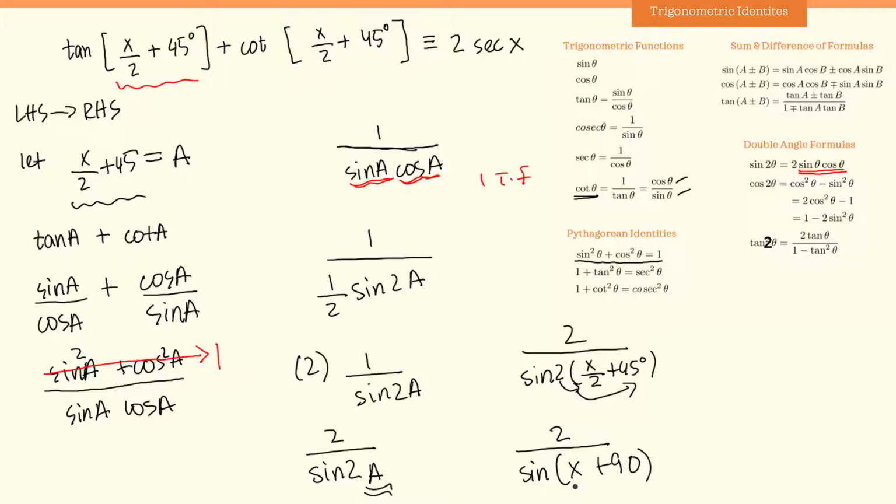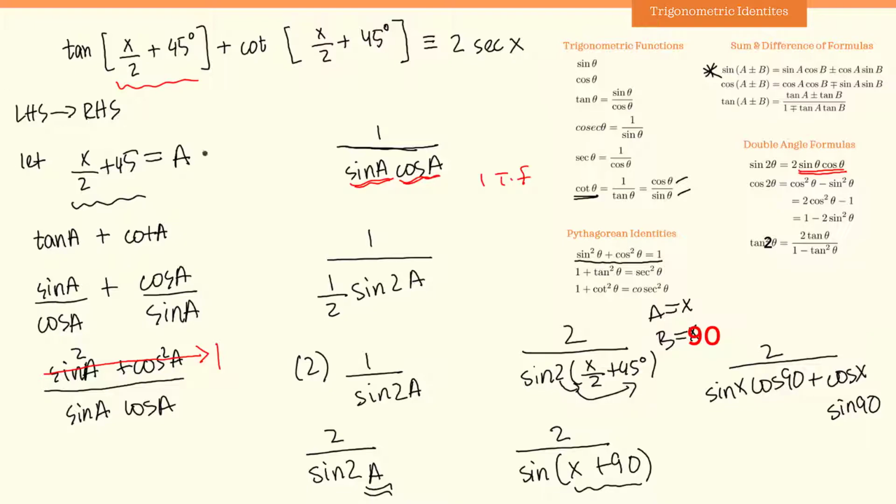And for this sine of x plus 90, in order to expand this, I will use this formula of sum and difference formulas of the sine function, and sine of a plus b is equal to sine a cosine b plus cosine a sine b. Over here a is x and b is 90. So this would be equal to 2 upon sine a cosine b, so sine x cosine 90 plus cosine a sine b, so cosine x sine of 90.